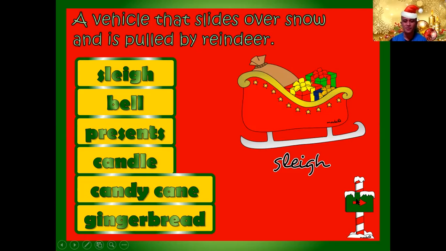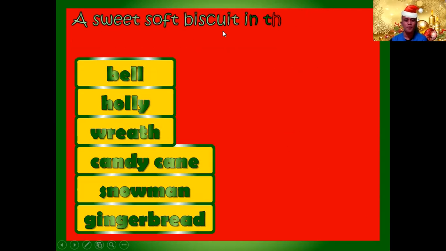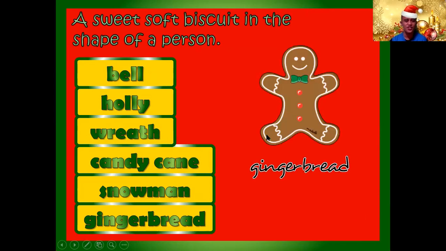Next, it is a sweet, soft biscuit in the shape of a person. It is brown and it looks like a person. It's called gingerbread. This is a biscuit that we can eat. Gingerbread.